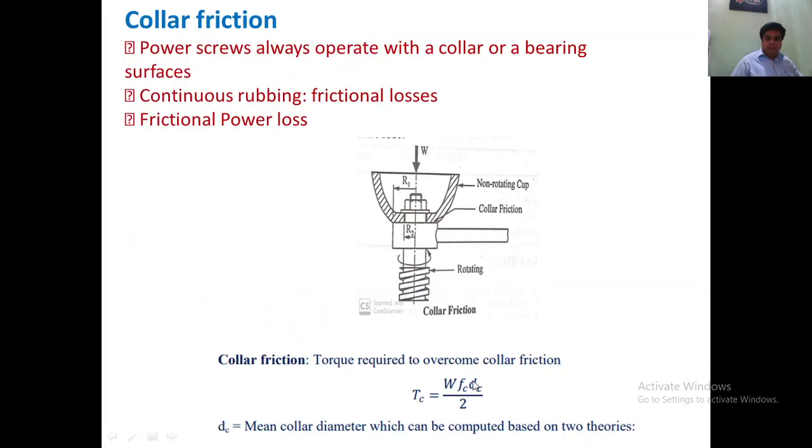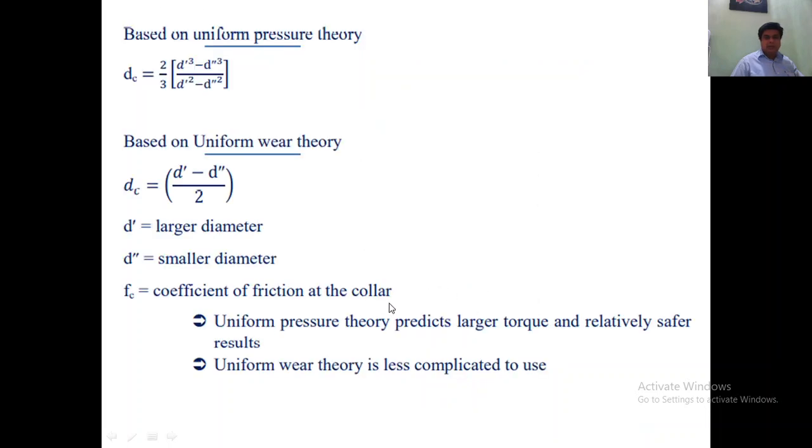This DC, the mean collar diameter, we can consider based on two theories. One is based on the uniform pressure theory. So we get this equation. This is the mean collar diameter, where the inside and outside diameters are D dash and D double dash, the larger and smaller diameters. Using this equation, we can calculate the mean collar diameter, or you can calculate the mean collar diameter by one more theory, the uniform wear theory. So we get this equation.